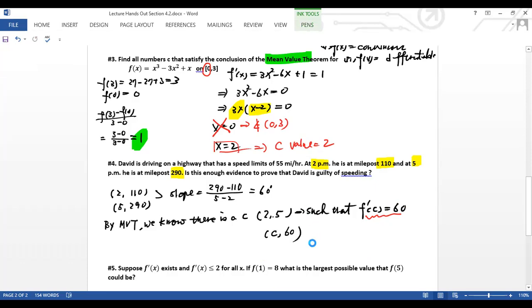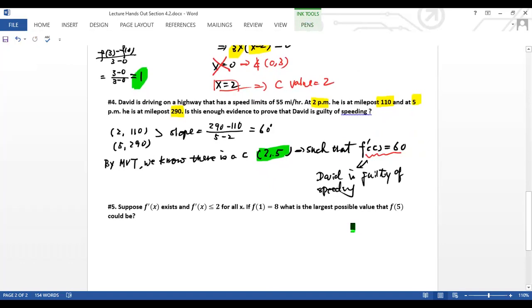Okay, so we know the velocity. I'm sorry, I shouldn't write it this way. I said, so that means the velocity at c equal to a specific value is equal to 60. So we know Dave was speeding, right? So he is probably guilty of speeding at some moment, right? He's speeding between where and where in these intervals here, right? So he's speeding there. Okay, now let's take a look at other ones here.